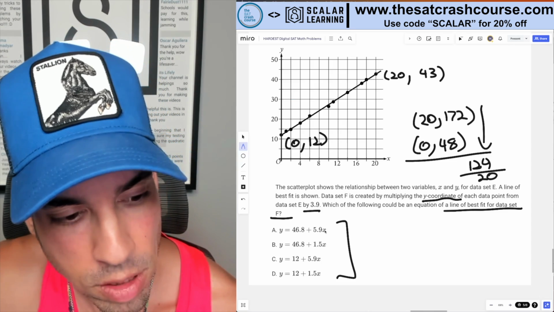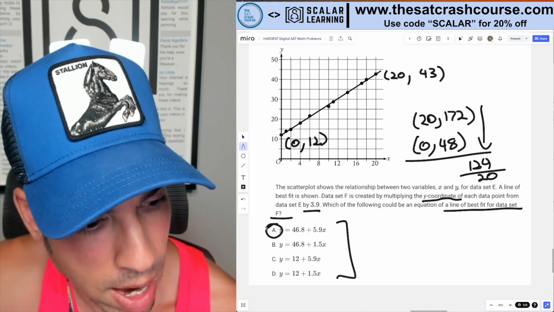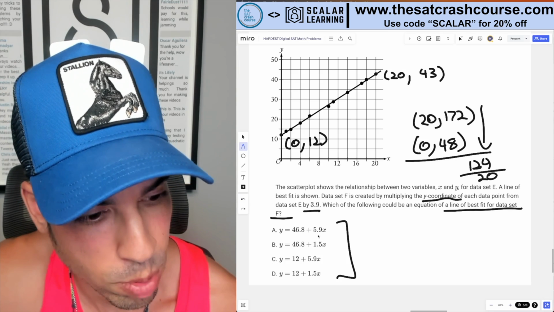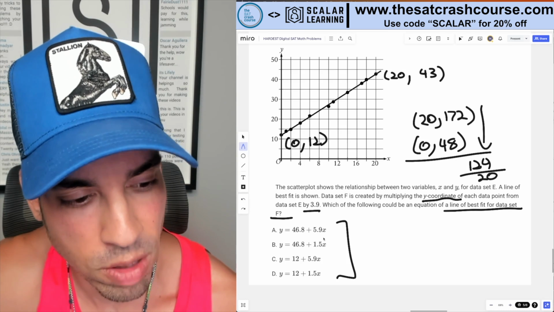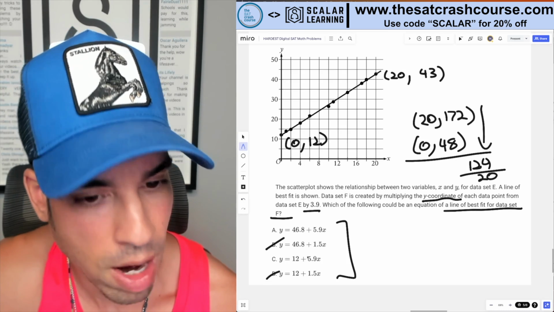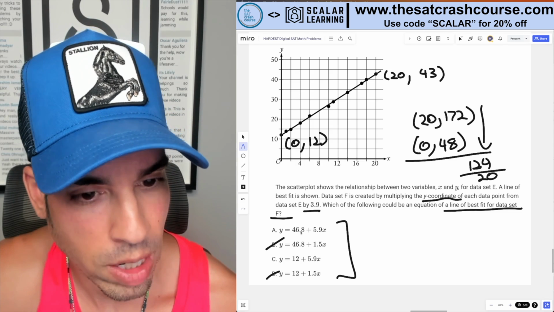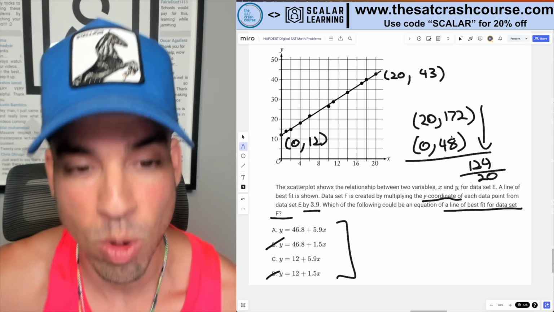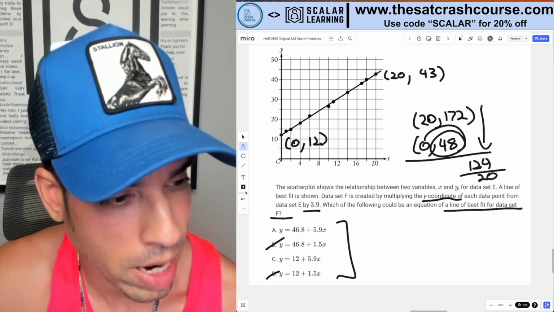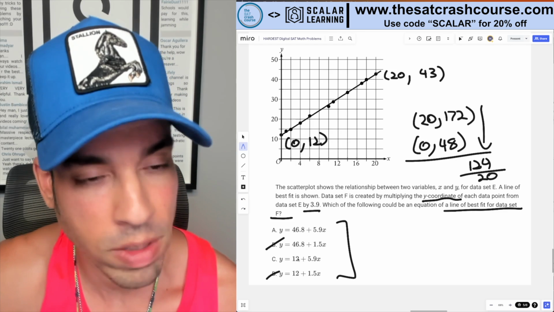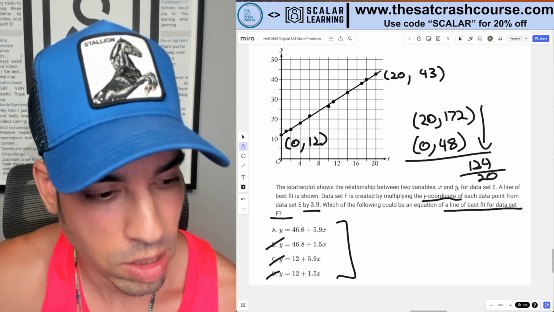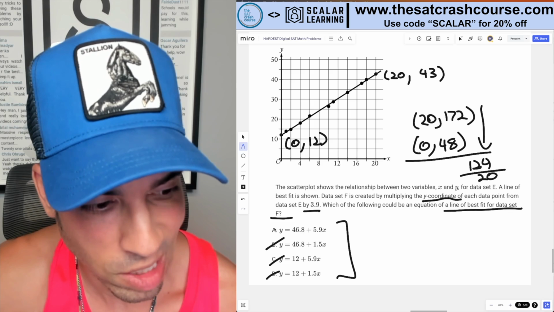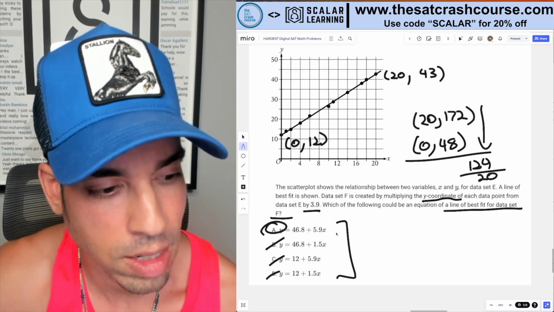So the ones that have a slope of 6 are going to be A and C, right? Because 5.9 is pretty close. And by the way, the slope is the value in front of the x. So B and D are out. Now the question is, which one has the more appropriate y-intercept? Well, I already said the y-intercept is about 48, right? And that was an approximation. 12 is clearly way off. So the correct y-intercept for this should be 46.8, which means A is the winner.